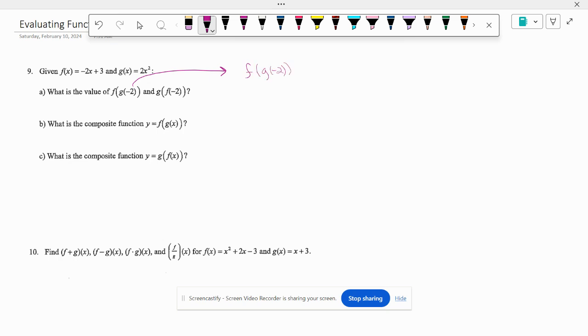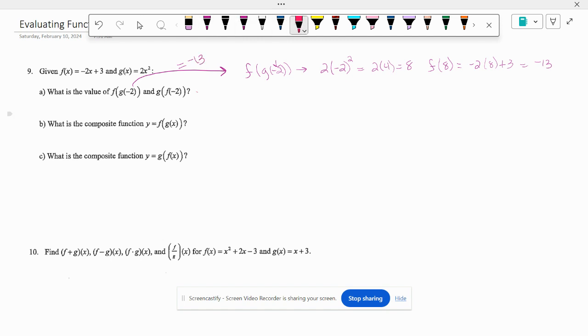I'm going to take my g function, which is 2 times x squared, and put in -2 there for my g of -2 and square that. That gives me 2 times 4, and 2 times 4 is 8. So now I'm going to evaluate the f function when x is 8. That equals -2 times 8 plus 3, which equals -16 plus 3, which is -13. So this first one equals -13.